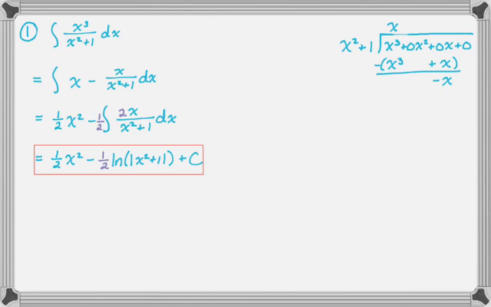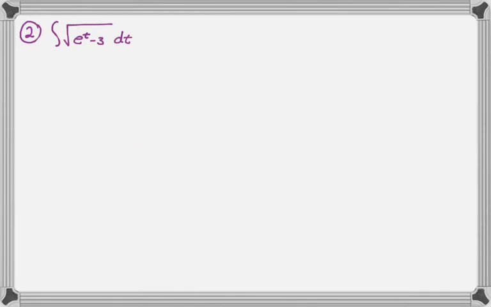All right, let's take a look at the next problem. It's the integral of the square root of e to the t minus 3 dt. Okay, so with problems like these, usually what I do is just let u equal the integrand. So I'm going to let u equal the square root of e to the t minus 3. If you do a lot of problems, eventually you develop habits like that. So I just know that this is going to help me out.